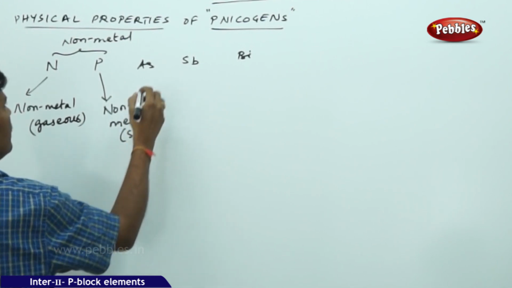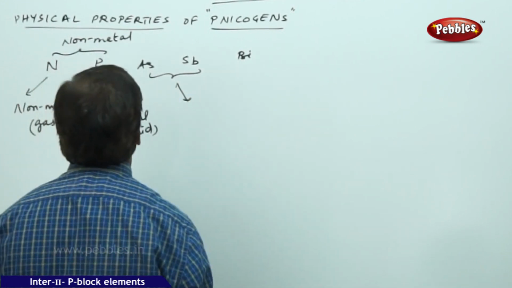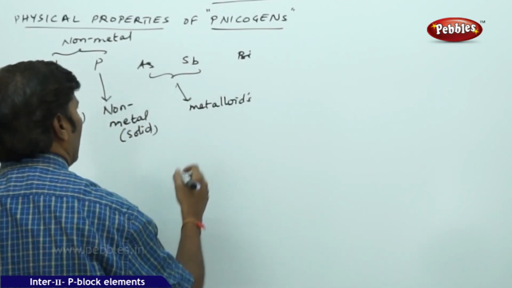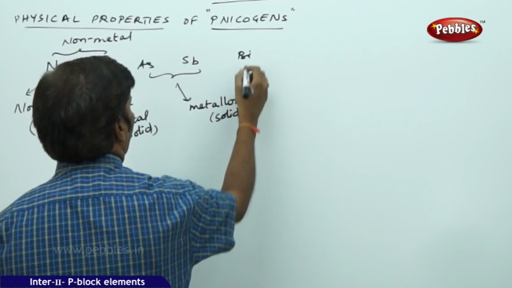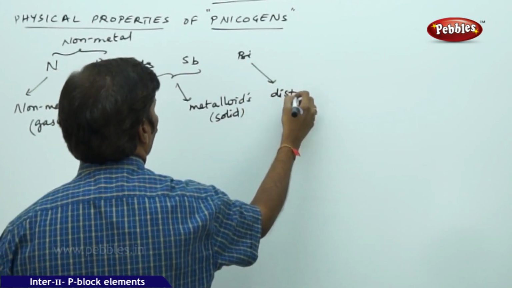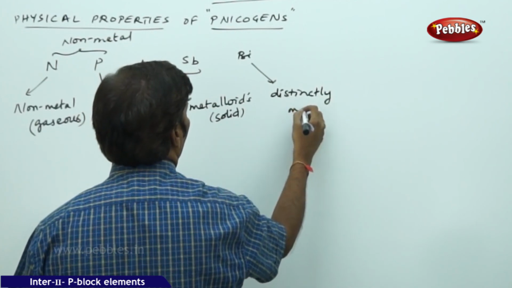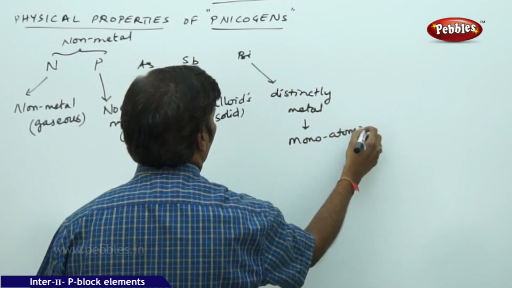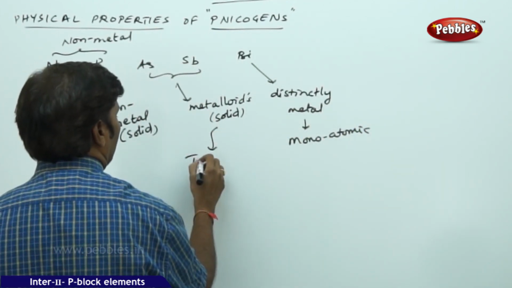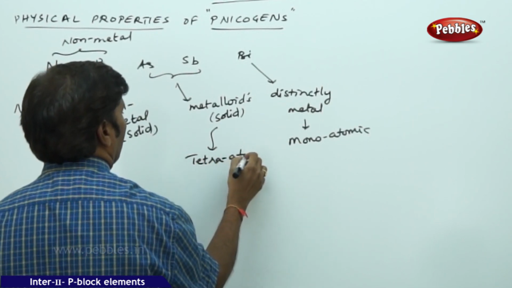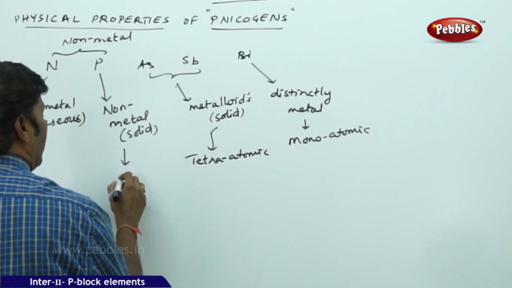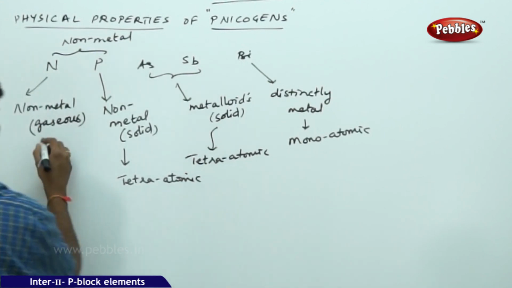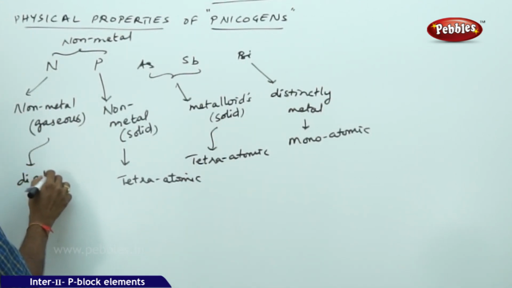And here you can take arsenic and antimony, these are metalloids and metalloid solids. Bismuth is distinctly a metal, and it is monoatomic. Of course arsenic and antimony can be tetraatomic, and even phosphorus is tetraatomic, and nitrogen is diatomic in nature.